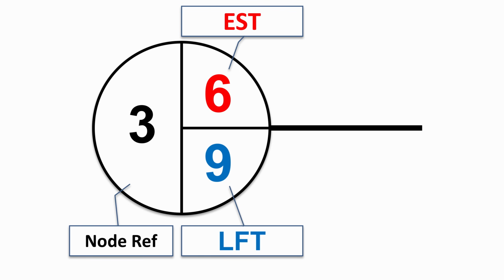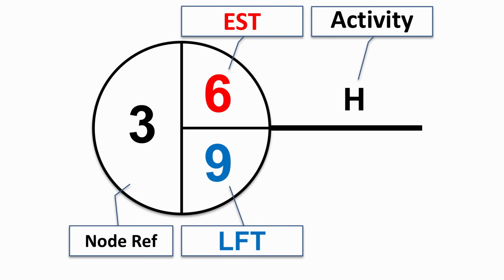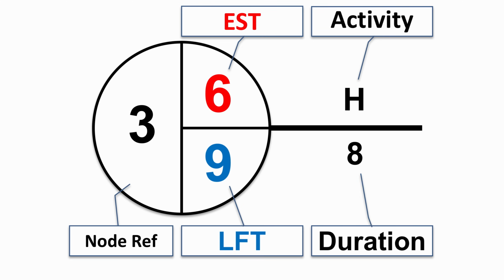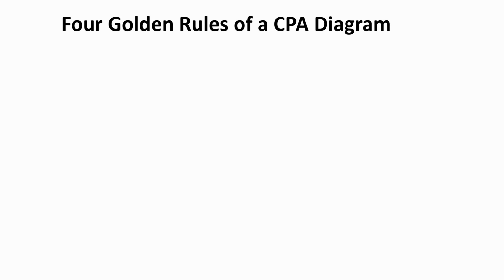The network is built up by identifying a series of activities, in this case activity H, and we normally add on the duration of the activity to help us build the critical path network diagram. Okay, so let's have a look at an example of that in action.